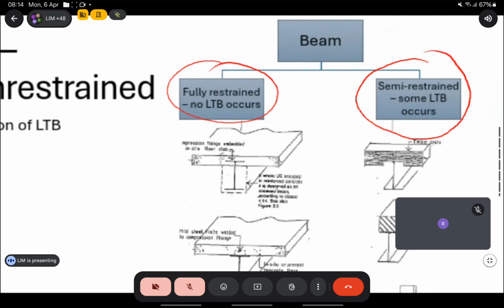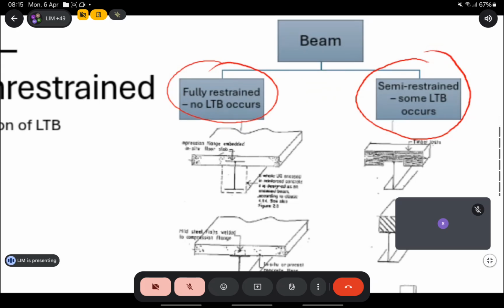So your beam is either fully restrained or semi, or in some cases fully unrestrained, but fully unrestrained you can actually park under semi restrained. So there are two conditions, and both require a different design approach. Fully restrained is if the compression flange is fully restrained against LTB. Semi restrained means at some point it is restrained, but at some point it's not. Later on you will see there are cases where this happens.